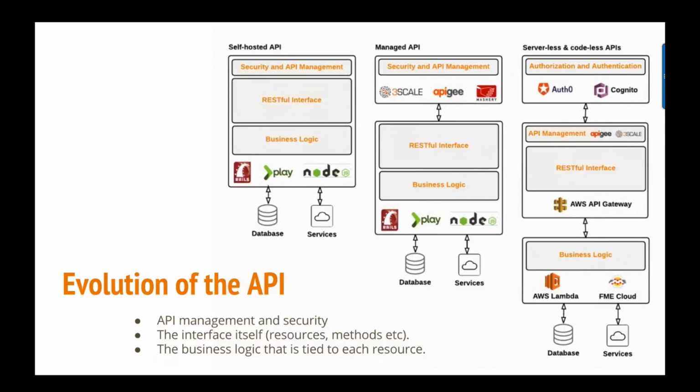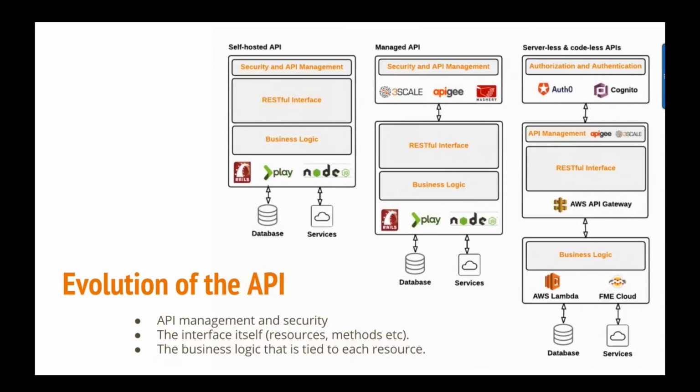Then we moved to the managed API, where you still wrote all the code, but these services cropped up where they were kind of like a proxy. So all of your traffic went through these services, and they did the doc, they did the scaling, they did the security, and they did the rate limiting, all that kind of stuff. So that's kind of the management tier they took care of, but you still had to write your own code. You still had to write your own business logic.